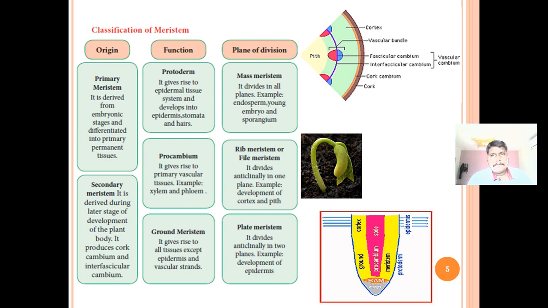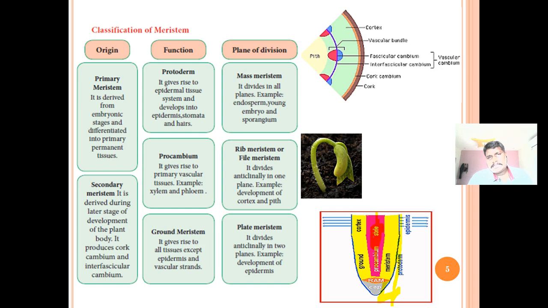The protoderm will give the epidermal tissue system. Then the procambium: from the procambium, the stele will be formed. Then from the ground meristem, the cortical region will be developed.